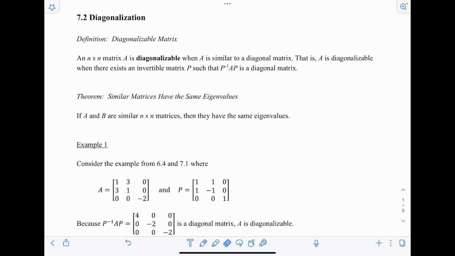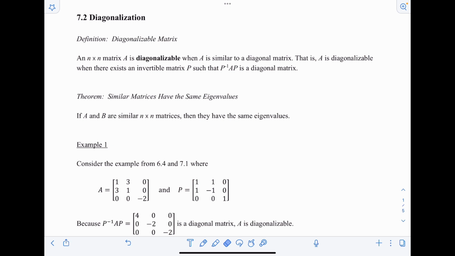This is lesson 7.2, diagonalization. And so that's what this lesson is all about. We're going to be looking at diagonal matrices. How do we know if a matrix is diagonalizable? And then look at some properties about diagonal matrices, especially related to eigenvalues and eigenvectors. So that's what's in store for this lesson.